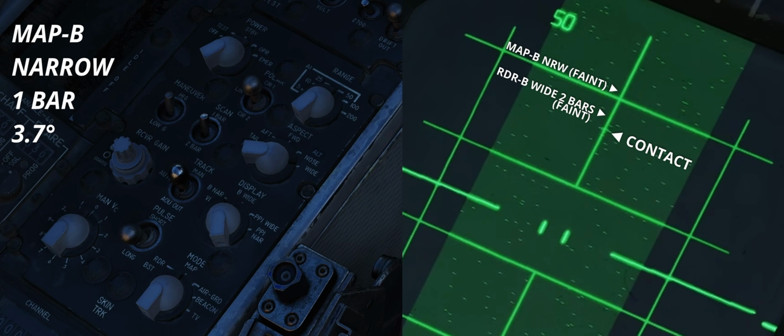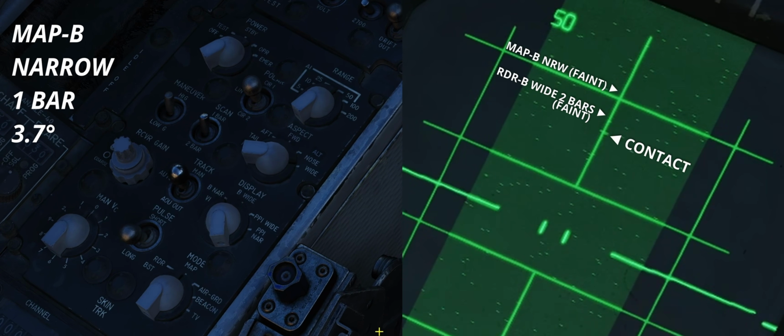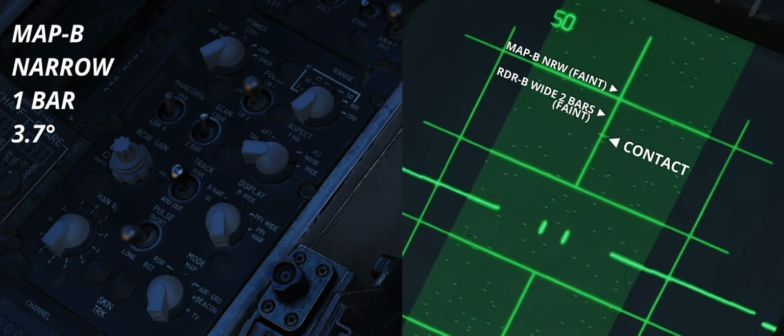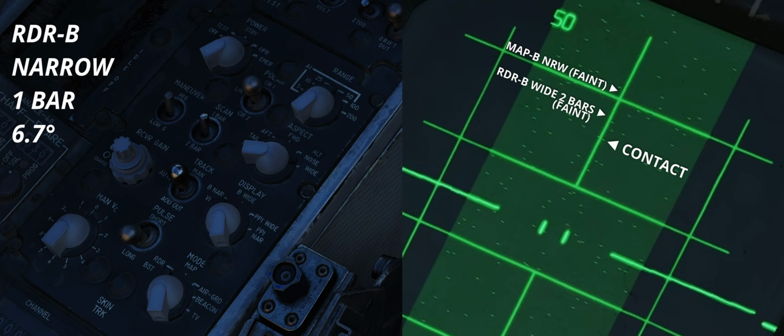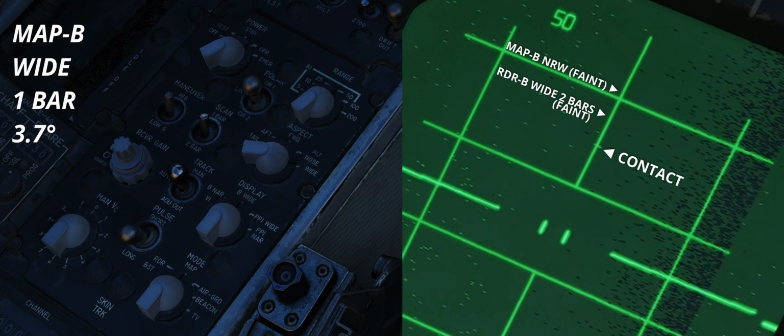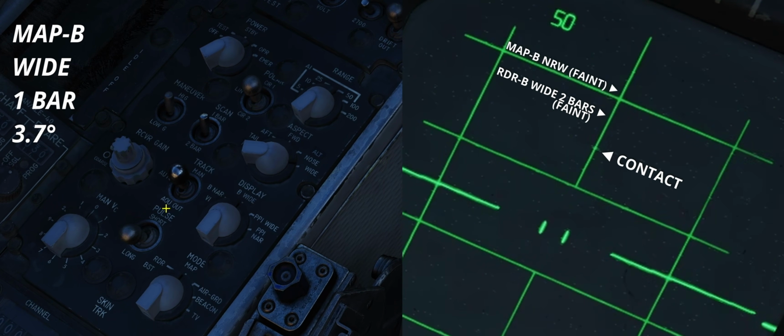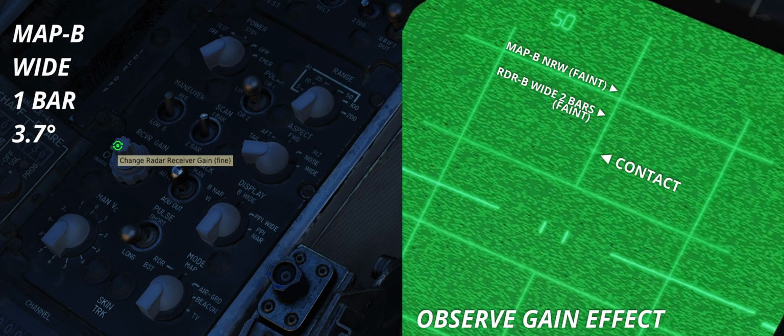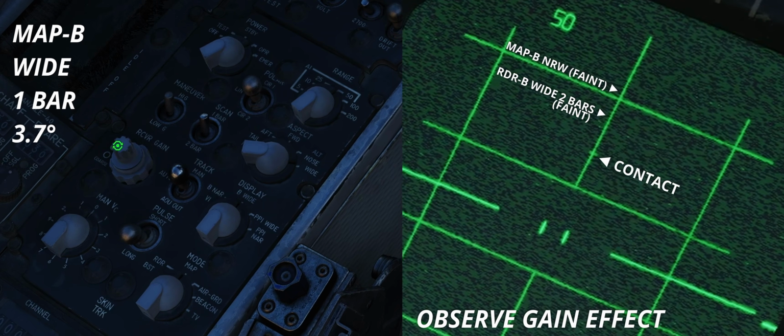Both Map B and Radar B offer the 1 bar option. The nutating pattern of the latter almost doubles the height of the scanned volume. In real life, the map mode should be used to reduce the mechanical stress of the feed horn, but in-game, this solution primarily has the advantage of increasing the precision of the detection, which often translates into range and therefore directly affects situational awareness.